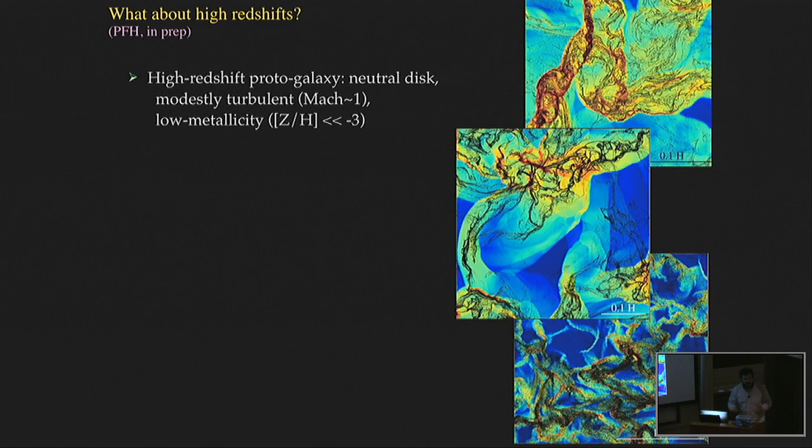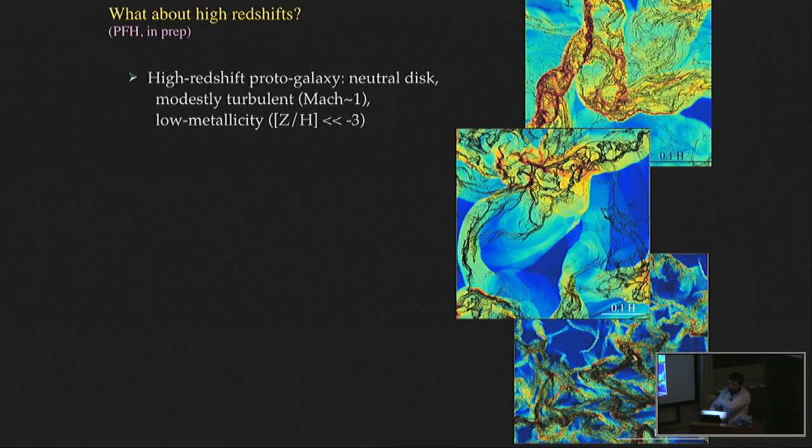But what about at high redshifts? So let's push on this idea. You've got a high redshift protogalaxy. The disk is primarily neutral. So now the disk is even more like a protoplanetary disk, where the dust can stream around aerodynamically through the whole disk. It's modestly turbulent and has very low metallicities, critically.